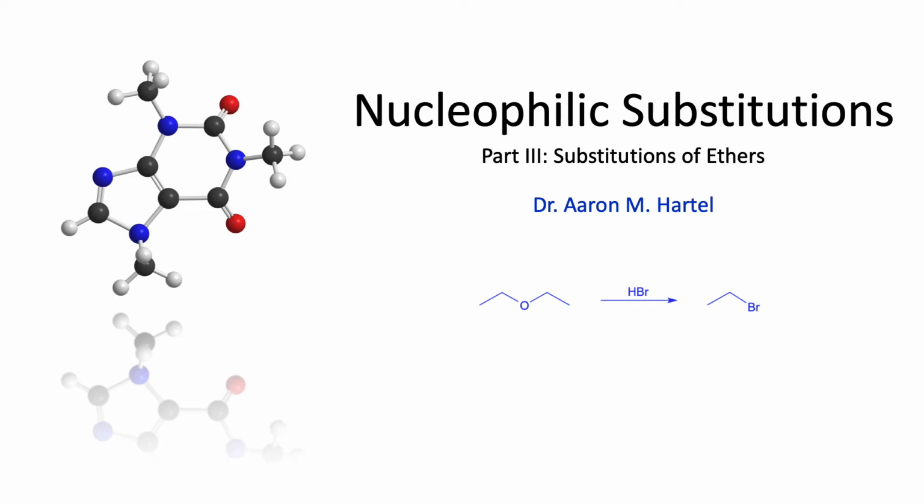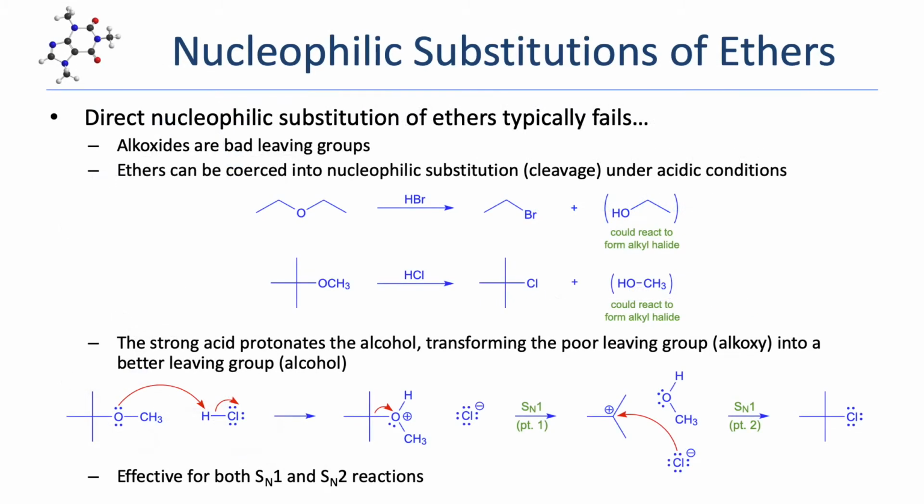In this lesson, we're going to wrap up our look at nucleophilic substitutions, this time focusing on the substitution reactions of ethers. Just as we saw with alcohols, the direct nucleophilic substitution of an ether typically fails, and for much the same reason. The would-be leaving group of an ether is an alkoxide, and alkoxides are bad leaving groups, just as bad as the hydroxide leaving group found on an alcohol.